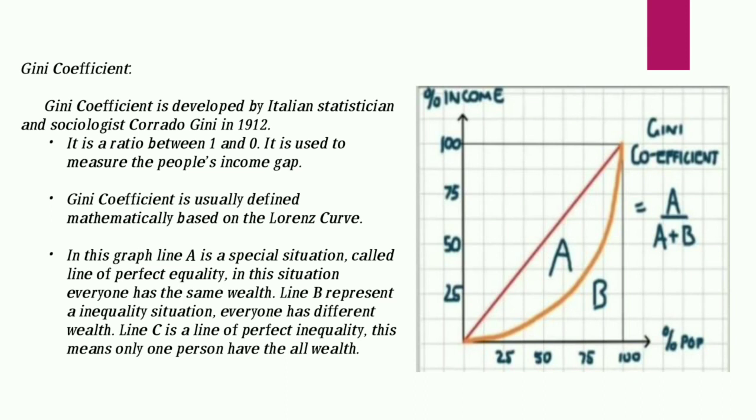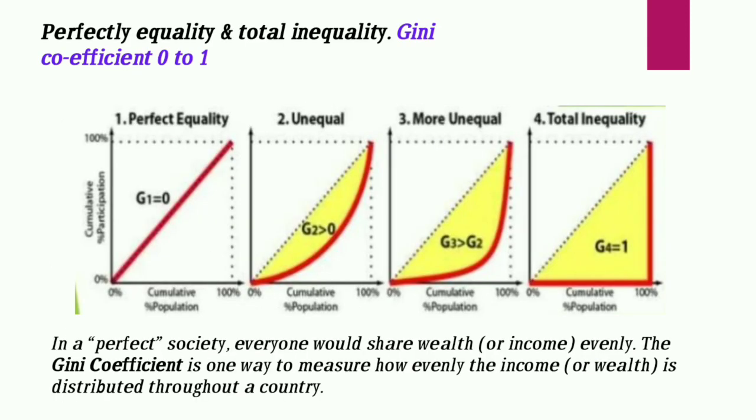In this graph, line A is a special situation called the line of perfect equality. In this situation, everyone has the same wealth. Line B represents an inequality situation. Everyone has different wealth. Line C is the line of perfect inequality. This means only one person has all the wealth. Perfect equality and total inequality.